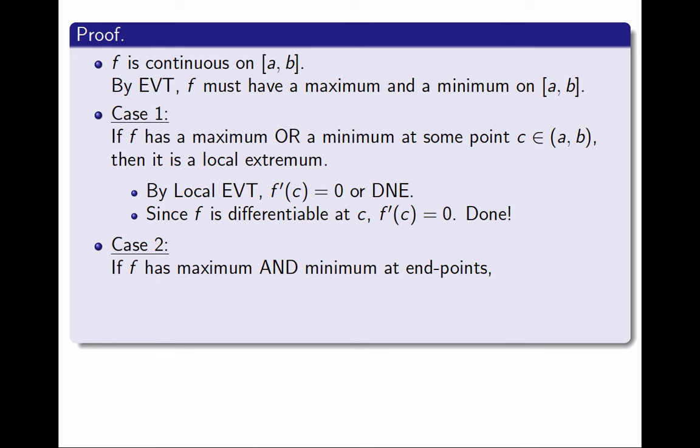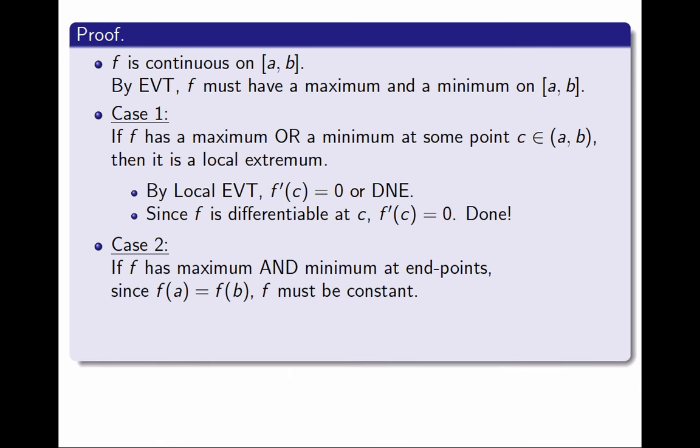Now for the second case. If the function has both the maximum and the minimum at endpoints, since the value at the two endpoints is the same, then the function must be constant. But then the derivative is 0 everywhere, so there is at least one point with derivative 0. There are many. And we are done in this case too. That completes the proof.